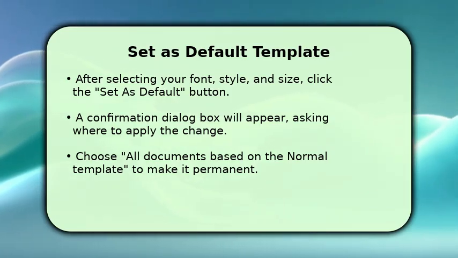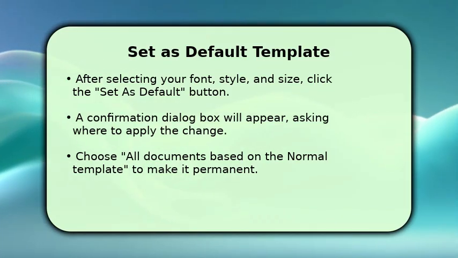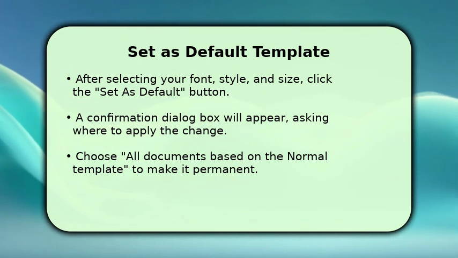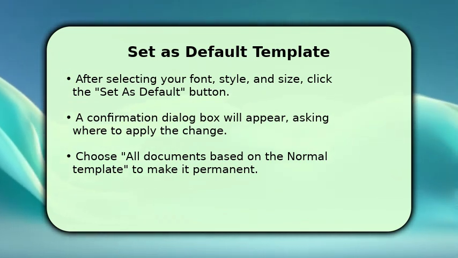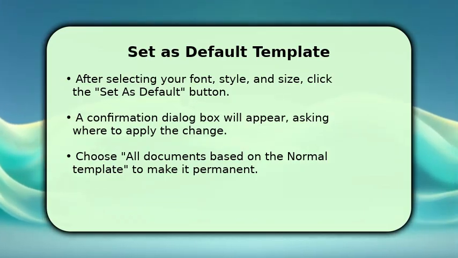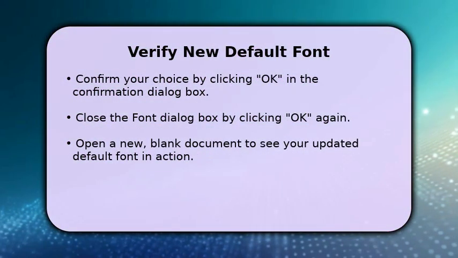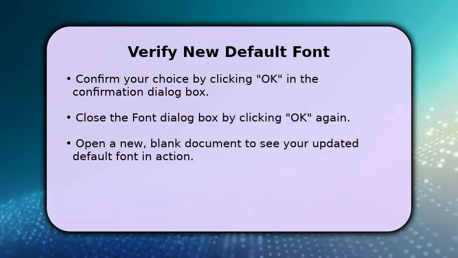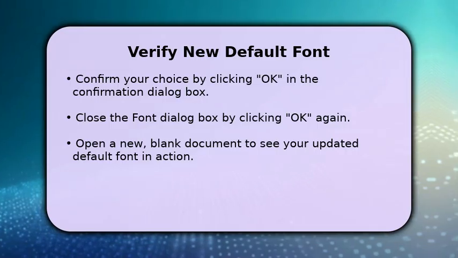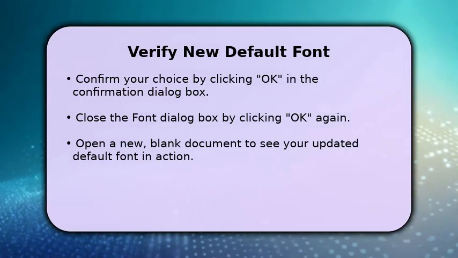Click this button. A small confirmation window will then pop up, asking if you want to apply this change to just the current document or to all new documents. Make sure to select all documents based on the normal template to ensure your new default font is used universally. To finalize your changes, click OK in the confirmation dialog box. Then, click OK once more in the main font dialog box to close it.